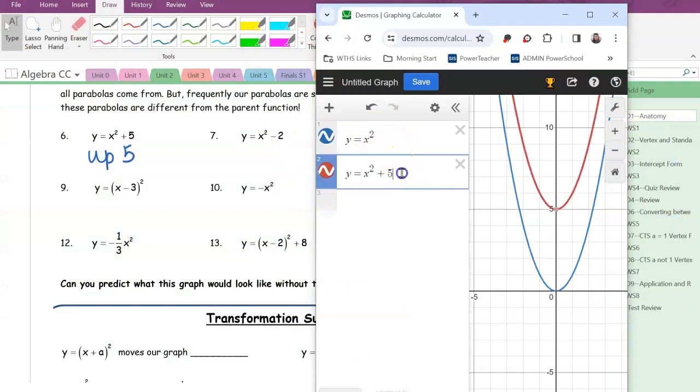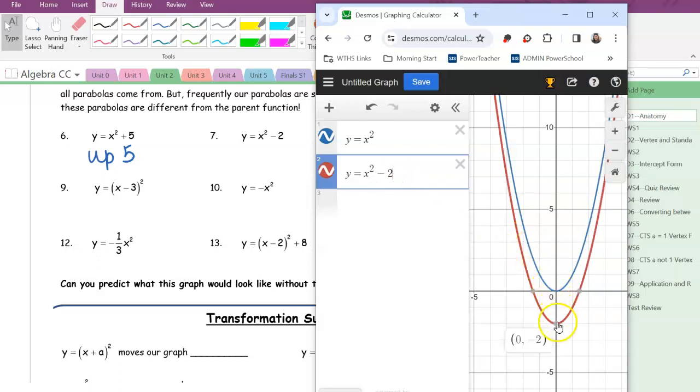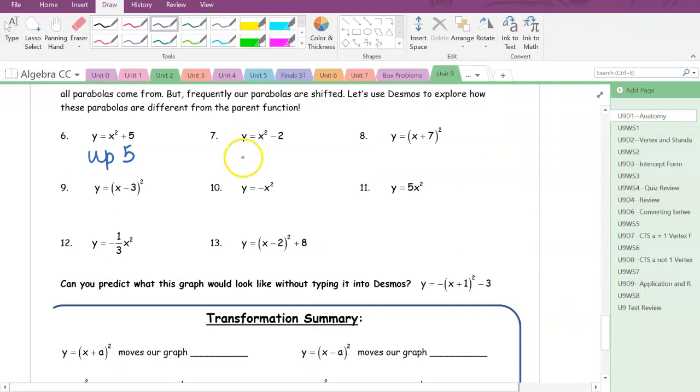All right, let's try again. x squared minus 2. Okay, so again, the blue is the original. x squared minus 2 is the red one. And what do you notice about this one? From the parent function, it has shifted down 2. Okay, and again, you might notice kind of a common theme here.